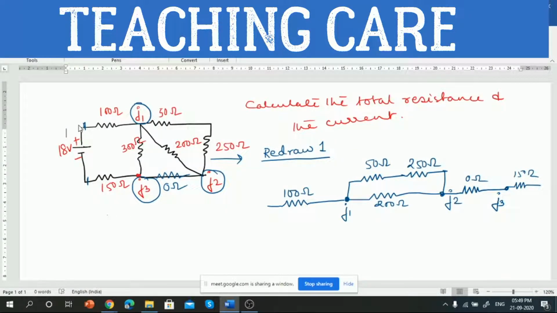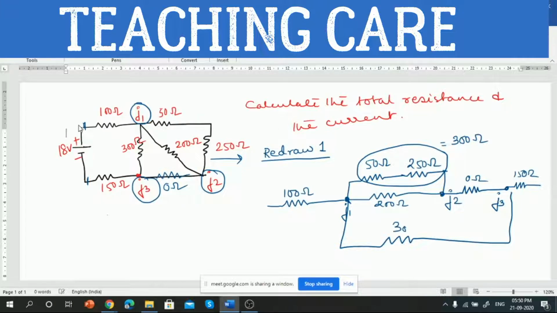So first we'll calculate the resistance here this way. Here we find this is a series circuit. So the resistance here will be 50 plus 250, that is equal to 300 ohm. And sorry, I forgot that between junction 1 and 3, I have again a 300 ohm, this one. First you draw the first figure out, and then you redraw the second figure. Otherwise you will get confused. You draw along with me and then it will be okay.